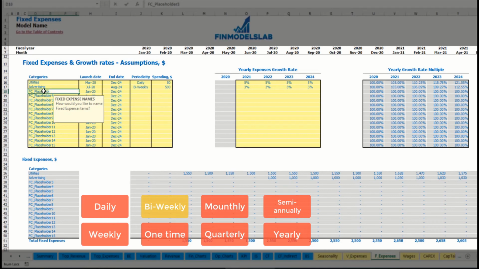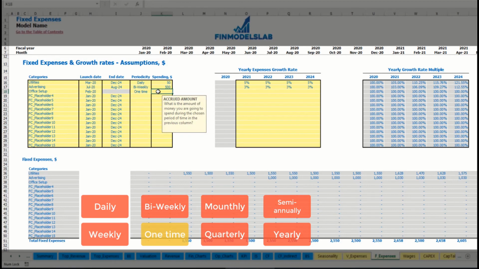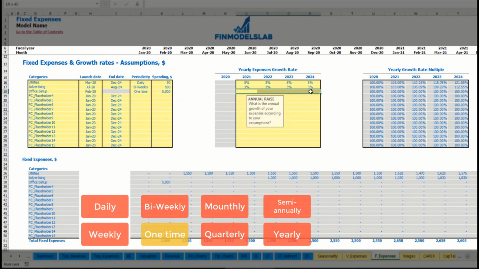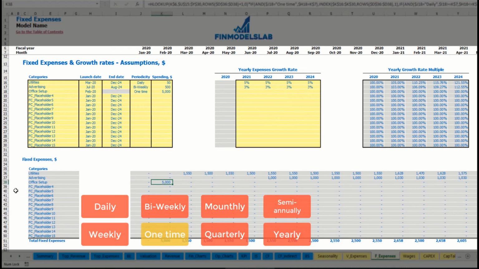Another option, office setup, which can be a one-time payment, which will happen in February 20 with an amount of $5000. Obviously you should not input any growth rates because this is just a one-time fee, and you may see that office setup will happen in February 20 with this amount.